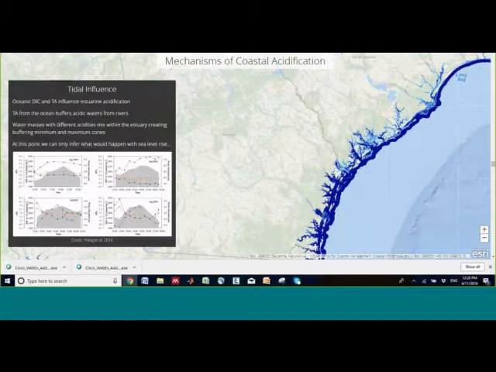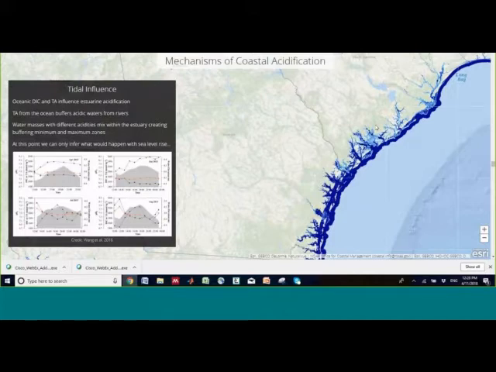This slide, I'm going to start over here on this side with just a quick overview of tidal frequency and changes in DIC and TA and pH, and then I'm going to link it to sea level rise, which is this part of the graphic over here.